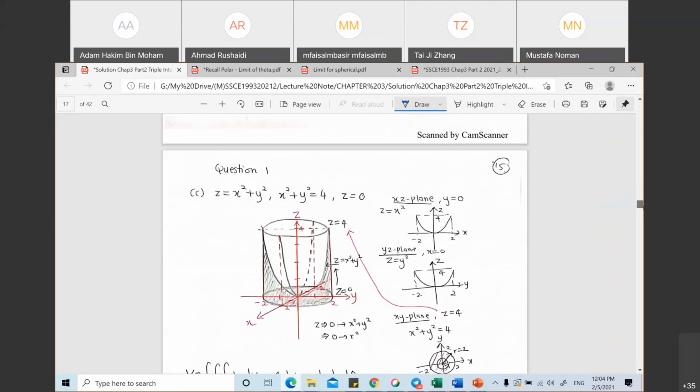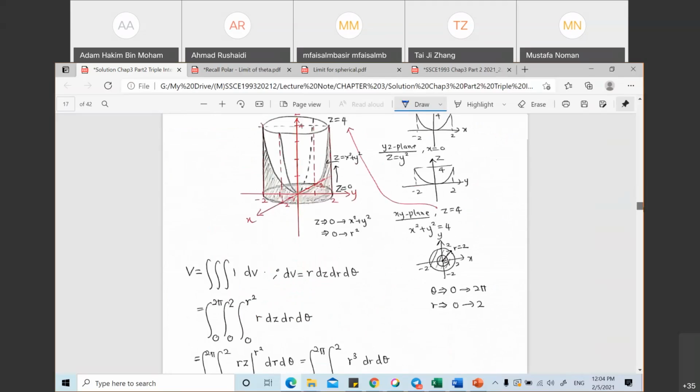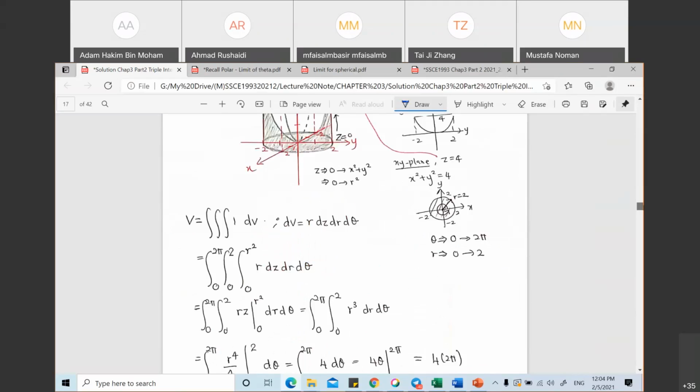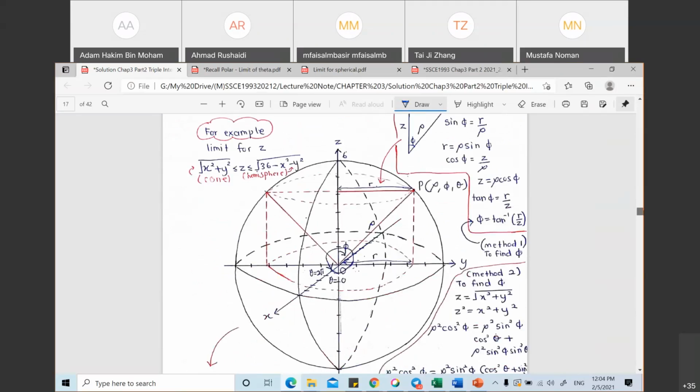Okay, 1C. You have this again, a paraboloid, a circle, z equals 0. Clear? So the intersection part will be the bottom part. So z from 0 to z equals x squared plus y squared will be 0 to r squared. So your radius is 0 to 2, theta 0 to 2 pi. This is easy. Sometimes you can easily see the limits, but you have to draw first and see the intersection.